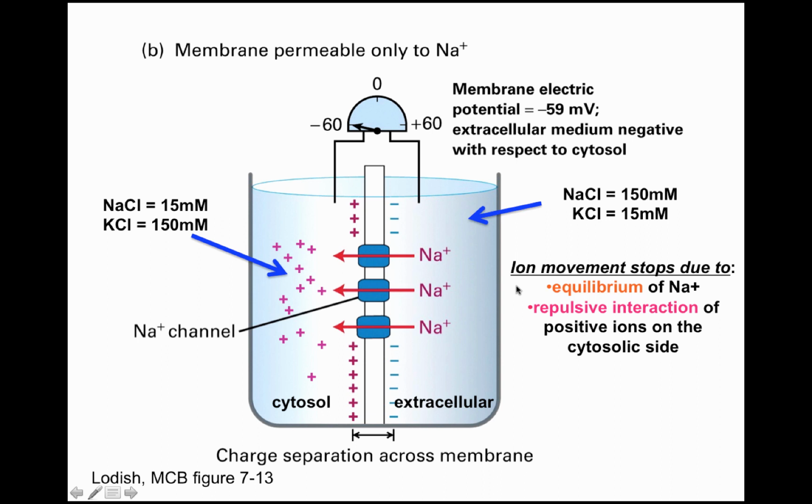The ion movement will eventually stop because you will reach the equilibrium of sodium ions, meaning the conditions in which the gradient of sodium ions equals the pull of those ions by the membrane potential established across the membrane. You also have the repulsive action of the positive ions on the cytosolic side, which would like to push the ions back into the extracellular milieu. At resting state, once the equilibrium of sodium ions is reached, the membrane potential is established.